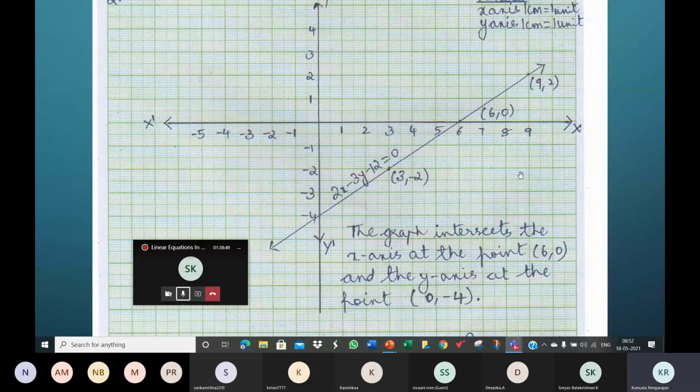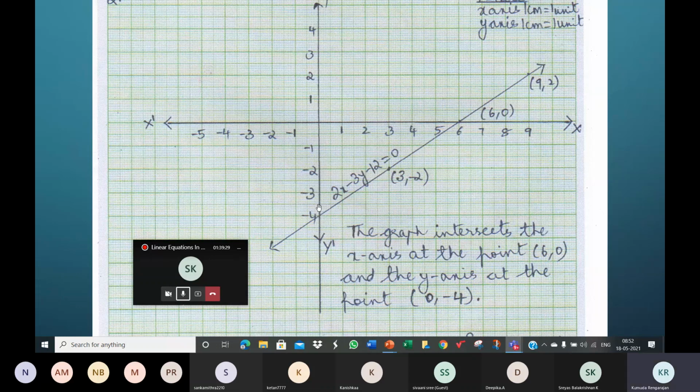So without making the graph, suppose you're given this equation, 2x - 3y - 12 = 0. And you are asked to find the point where the graph line cuts the x-axis and the y-axis. This is all you have to do. Take y as 0. When you take y as 0, you're finding the point on the x-axis. When you take x as 0, you're finding the point on the y-axis. So take y as 0 and find the corresponding value of x. We get 6, 0. So 6, 0 is the point where the line cuts the x-axis.